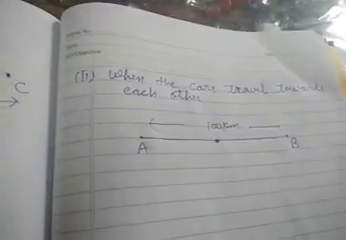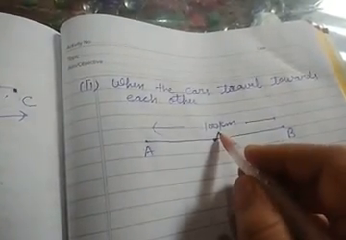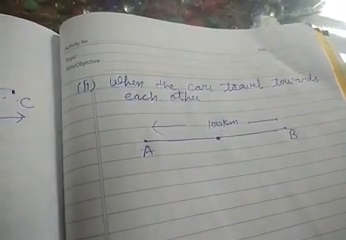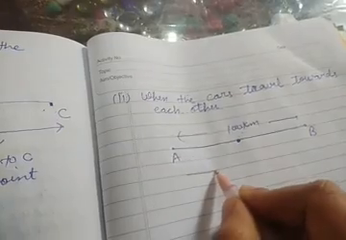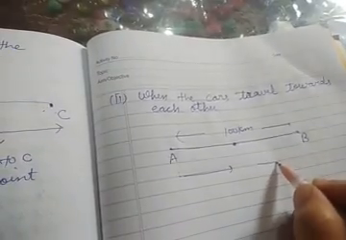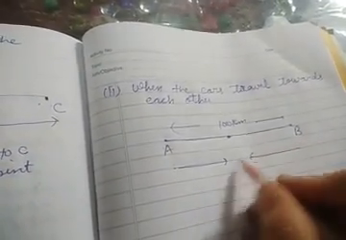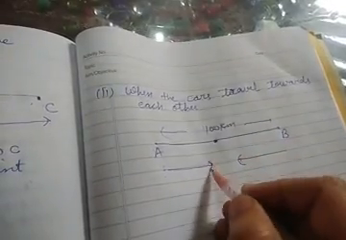Now next case, when the cars travel in the opposite direction. So second case, when the cars travel toward each other. In that case, the distance between A and B point is also 100 kilometer. But it is given that when the cars travel towards each other, they meet in 1 hour. The car starting from A point and the car starting from B point travel towards each other, and we can say they travel in opposite direction.